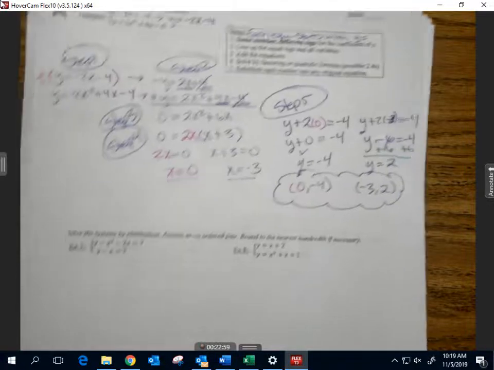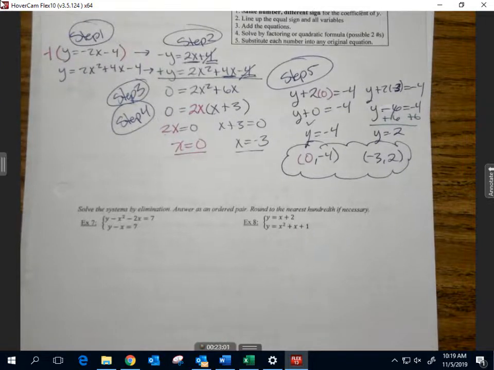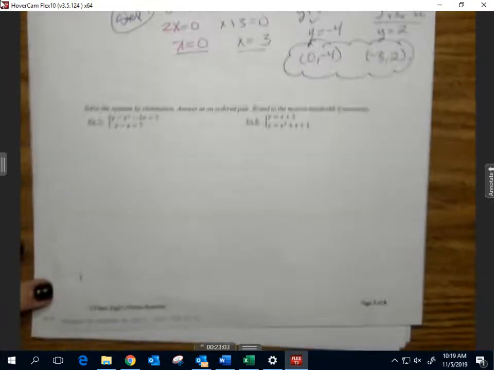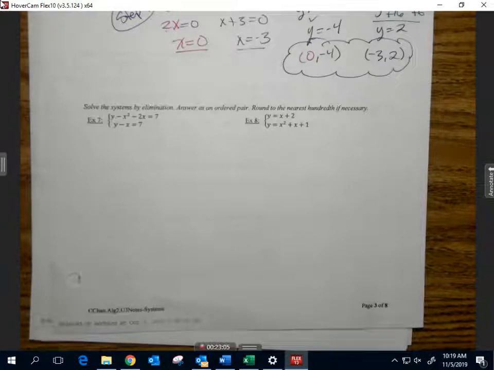Alright guys, so here we go. We're going to do all that all over again on example 7. What's wrong with example 7? Not wrong, but they're not in the form of y equals. Can you put your calculator away for me, please? Thanks. They're not in the form of y equals.